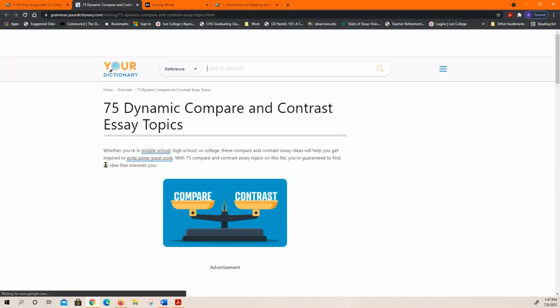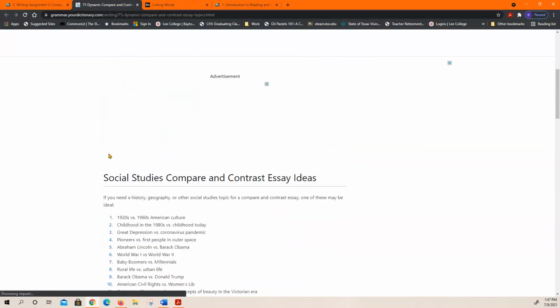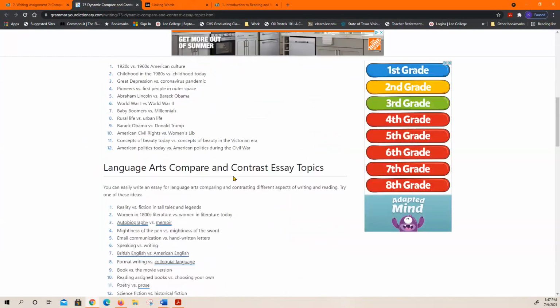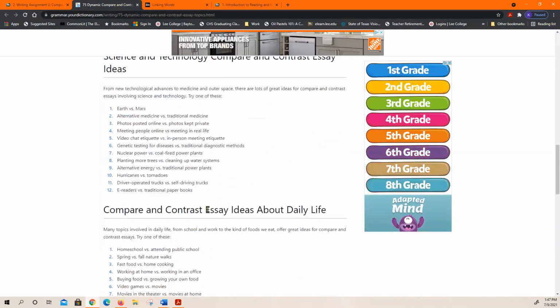So let's go look at that site. If you scroll down, it breaks it down by category. So it has social studies, has language arts, has science and technology. You can use any of these.